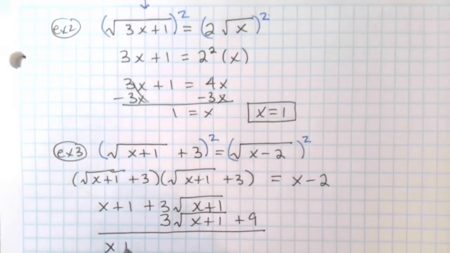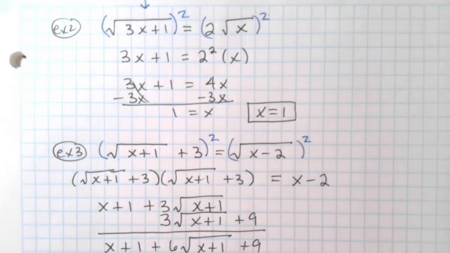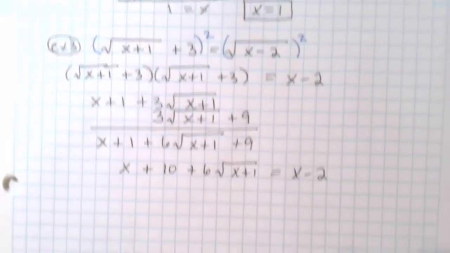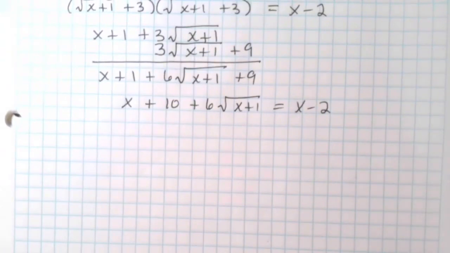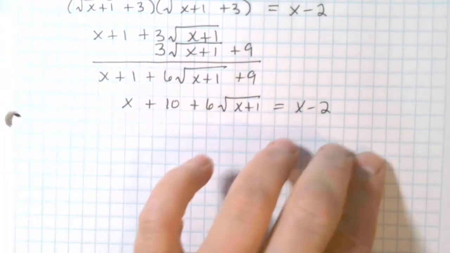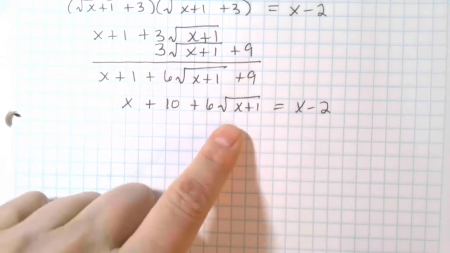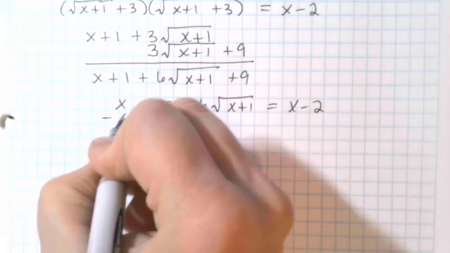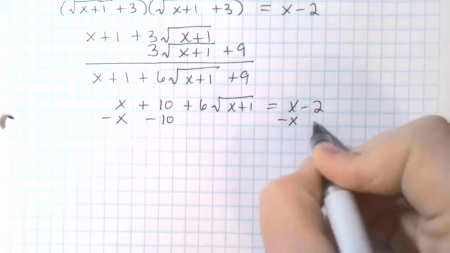That gives us x plus 1 plus 6 radical x plus 1 plus 9, which we can then simplify a little bit. 1 plus 9 is 10. So I have x plus 10 plus 6 radical x plus 1 equaling x minus 2. Now this is the point in the directions where it says isolate the next radical and then repeat the steps. So we're going to move the x and the 10 over here because we want this second radical now to be by itself. So we're going to subtract x over to the right and subtract 10 over to the right.